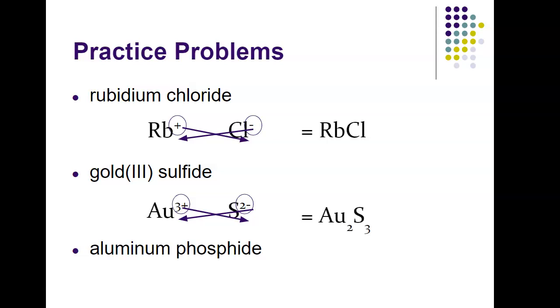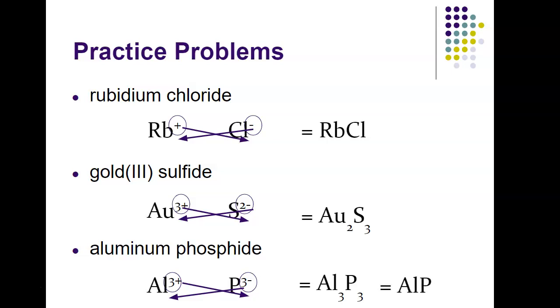Au2S3. For aluminum phosphide, we get Al3+ and P3-. Okay, when we circle, circle, flip these, I get Al3P3. Now, please notice at the bottom that both of those numbers are 3s, which means they can reduce. And we always want to express our lowest reduced possible state. So our actual answer would be AlP.